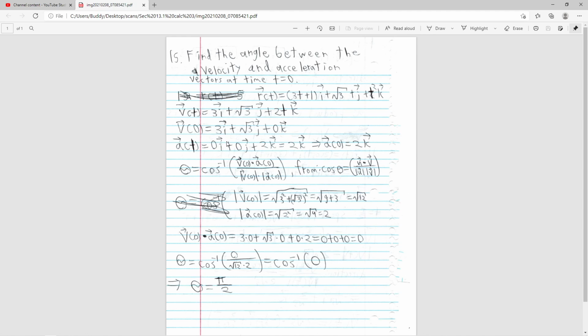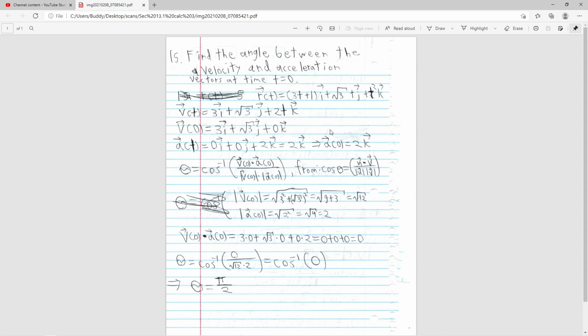Velocity at 0 is 3i + √3 j + 0k, because the k part only has t in it, so it's 0. Acceleration is 0i + 0j + 2k, which means that the acceleration is 2k, and a(0) is 2k.